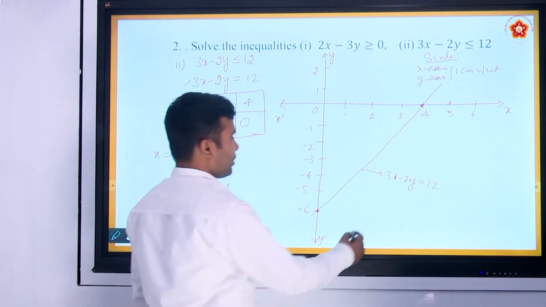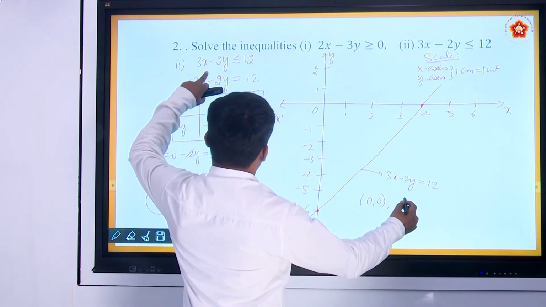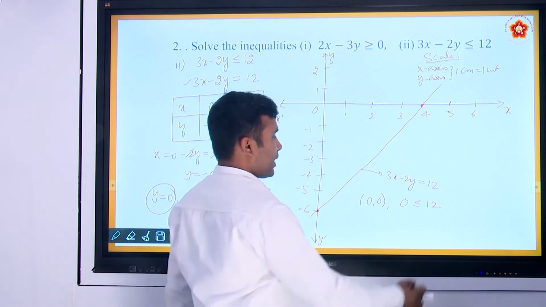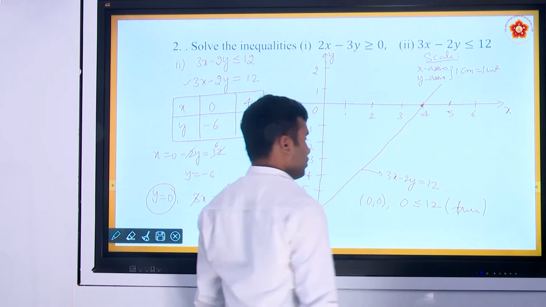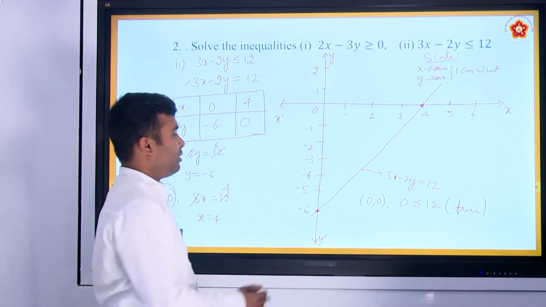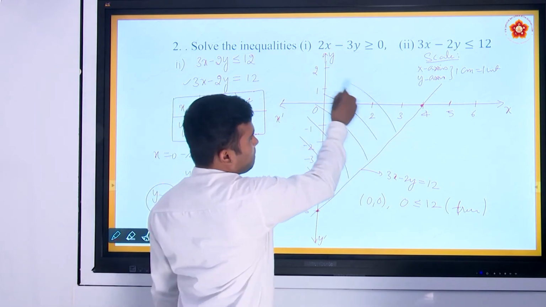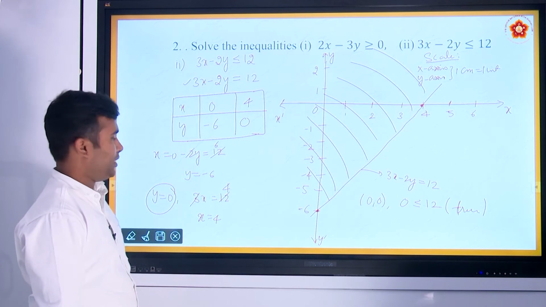If you take the origin, which is 0, 0, in the above inequality, it will be 0 which is less than or equal to 12. So is it true, right? 0 is less than or equal to 12. Therefore, the region is towards the origin. Okay, this is how we can solve the given inequality.